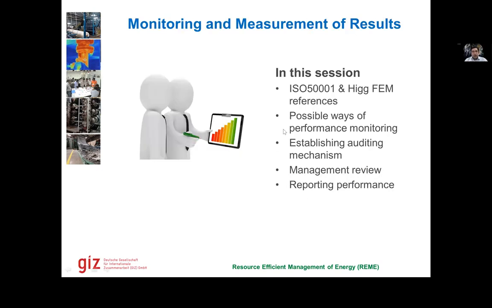Let's talk about monitoring and measurement of results. This corresponds not only to energy auditors, but also to companies for their internal monitoring. When we don't have a service contract for monitoring purposes, we still try to provide them a monitoring framework as part of our energy audit report.